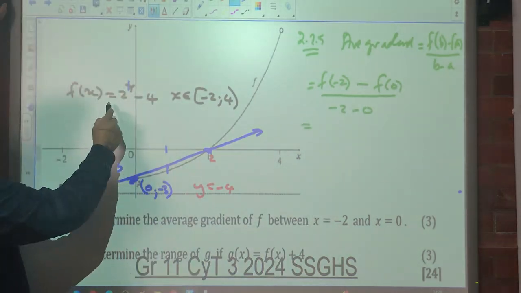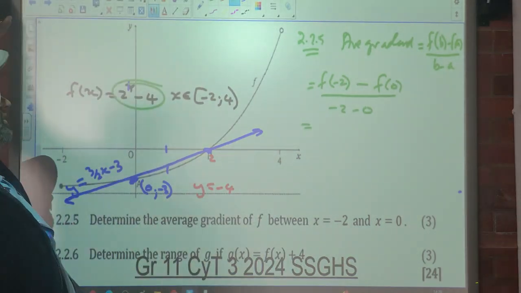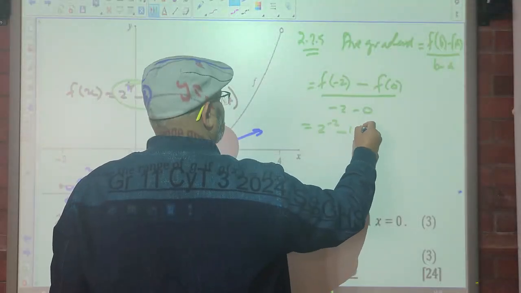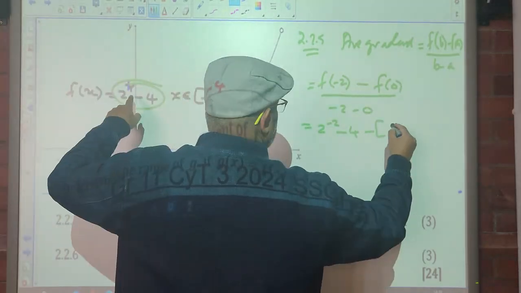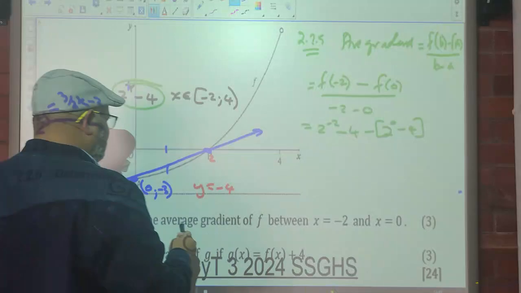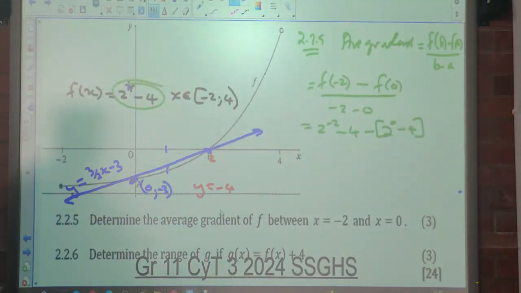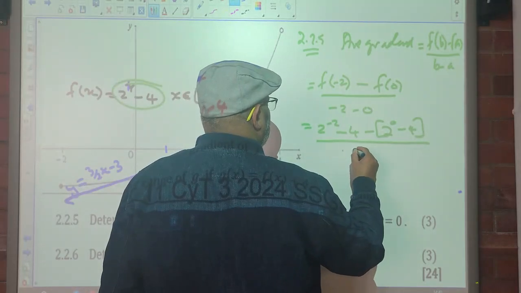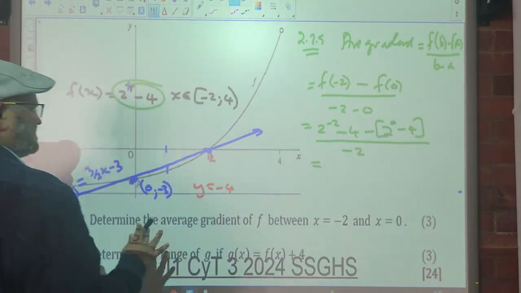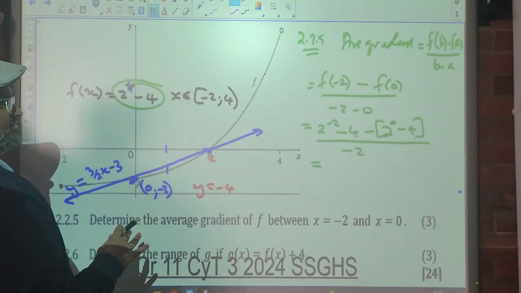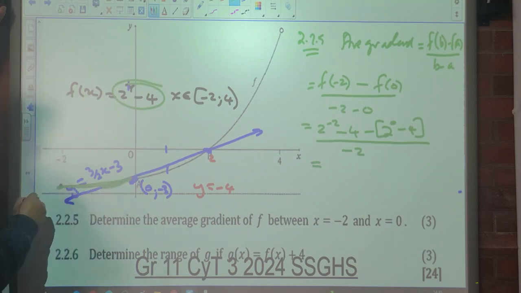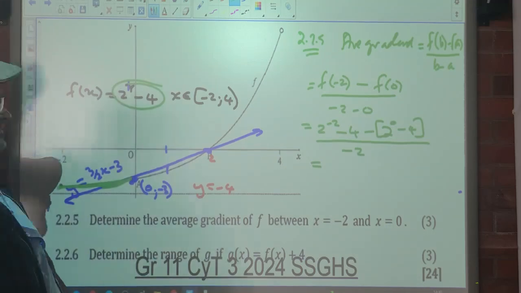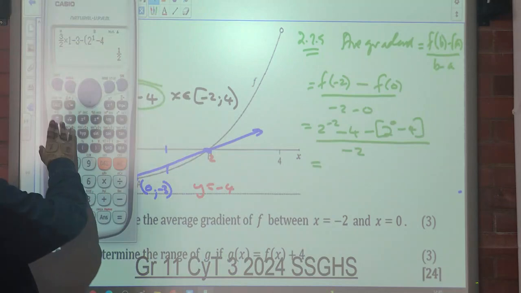If I substitute minus 2 into f, I'm going to get 2 to the minus 2 minus 4, minus f of 0. If I substitute x as 0, that gives you 2 to the 0 minus 4. Or I could have just put in minus 3. It's the same thing. And this is all over negative 2. So if I interpret what was said, x goes from minus 2 to 0. We're going to look at the gradient, or the increase or the slope of the graph between those 2 points. Let's put that in the calculator.